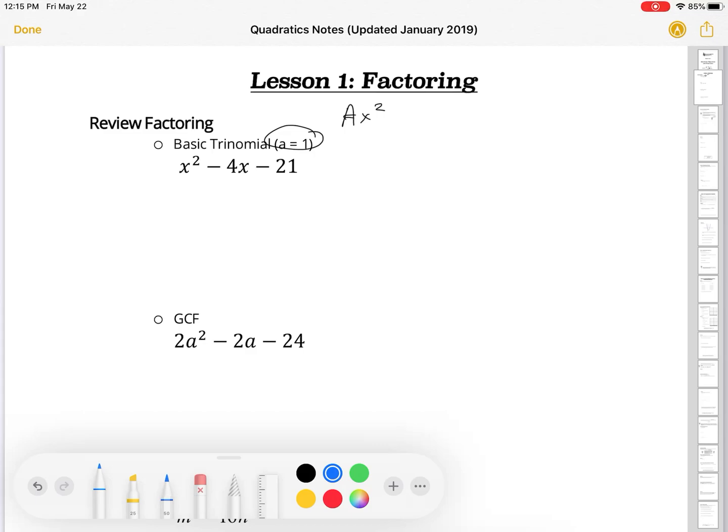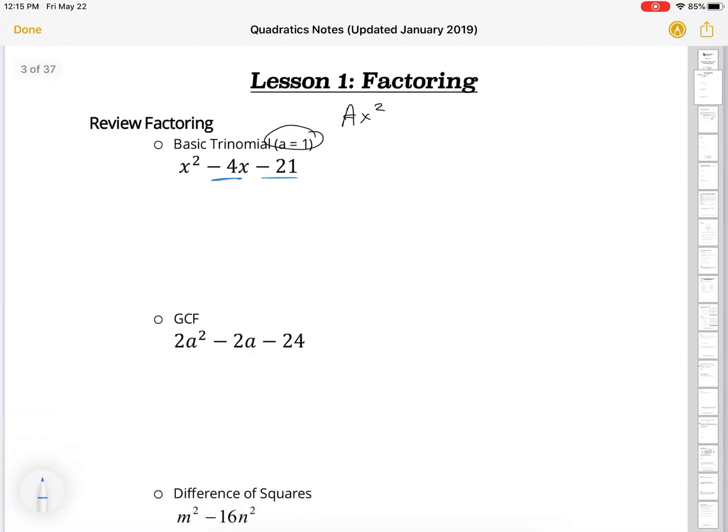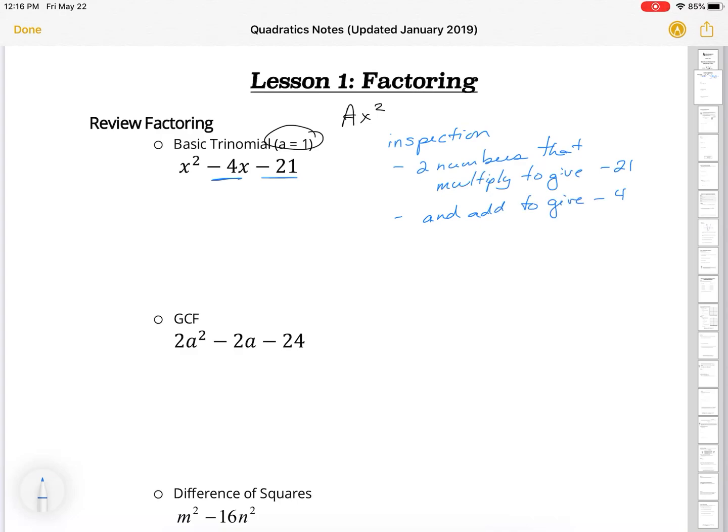So we want to ask some questions. We want to look at the last term and the middle term. This is by inspection. So we want two numbers that multiply to give you minus 21 and add to give minus 4. So I've inspected the terms of the equation and I want to look for those connections.